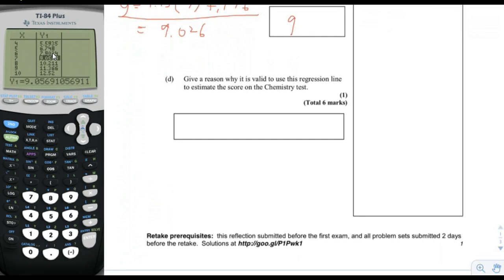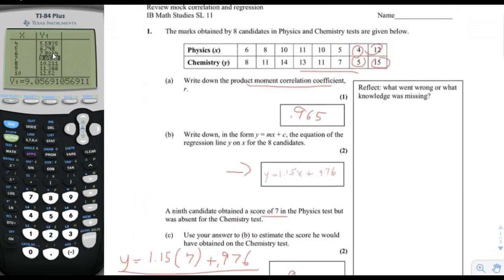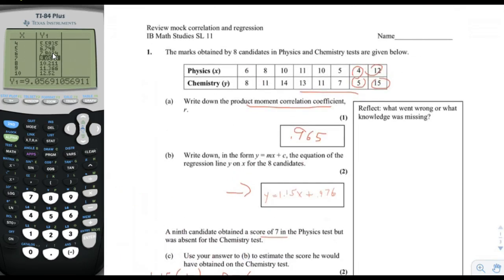D, give a reason why it is valid to use this regression line to estimate the score on the chemistry test. Okay, what they're looking for here is they want you to understand that, do you remember in the investigation? When we did the investigation, we had trouble using our regression line to estimate arm and leg lengths for people outside of our data. Like all of our data was like 11th graders, right? So when you tried to do a sixth grader, the estimate wasn't that good because the sixth grader is too far away from your data.